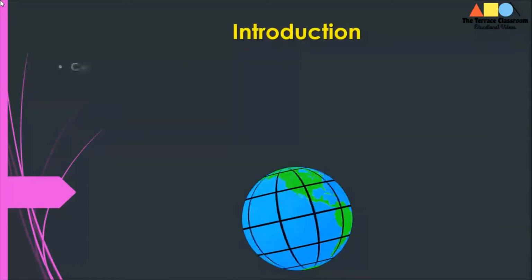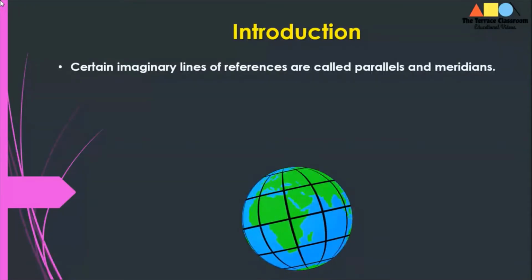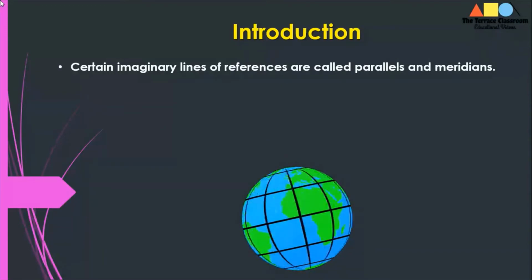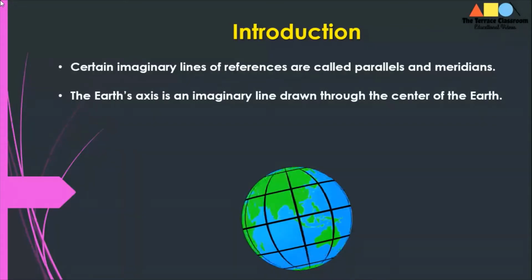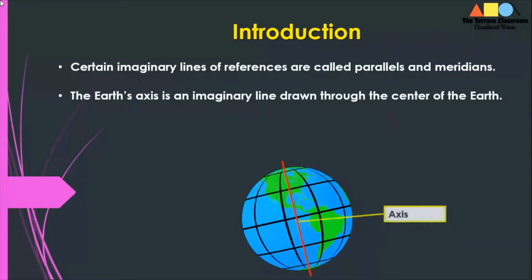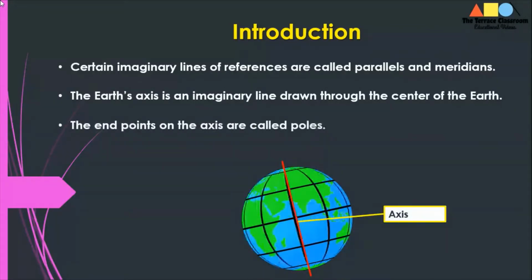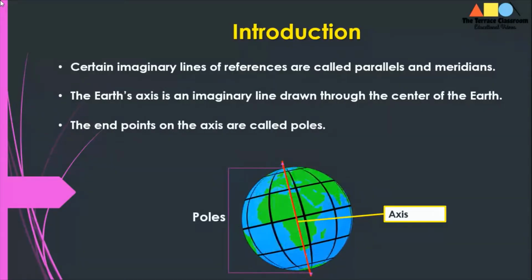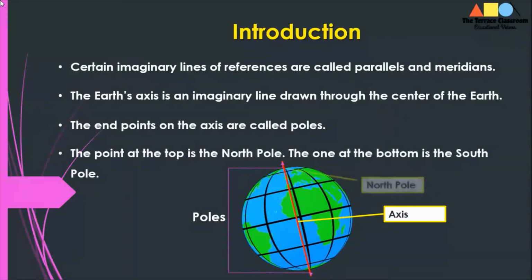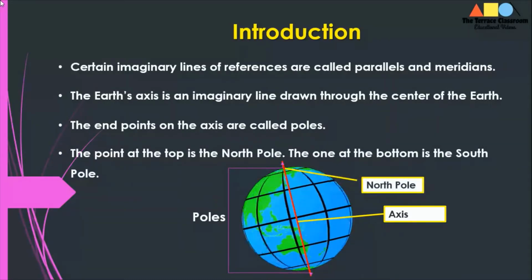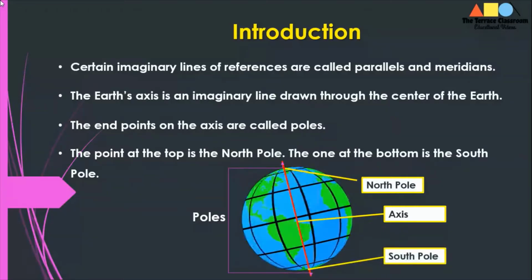Introduction. Certain imaginary lines of references are called parallels and meridians. The Earth's axis is an imaginary line drawn through the center of the Earth. The endpoints on the axis are called poles. The point at the top is the North Pole. The one at the bottom is the South Pole.